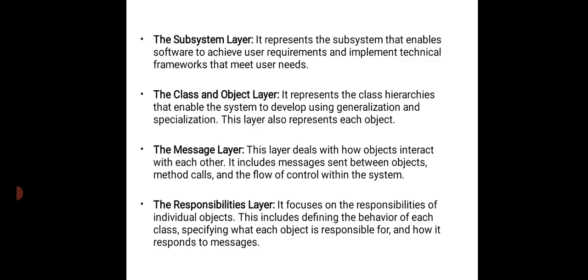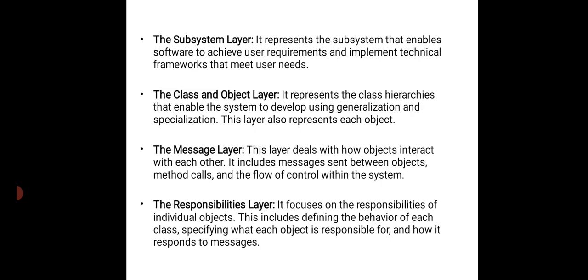If we take the subsystem layer, what does it represent? It represents the subsystems that enable software to achieve user requirements and implement the technical framework that meets user needs. And next, the class and object layer, what does it discuss? It represents the class hierarchies that enable the system to be developed using generalization and specialization. This layer also represents each object.